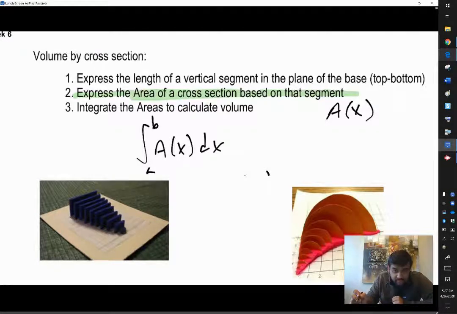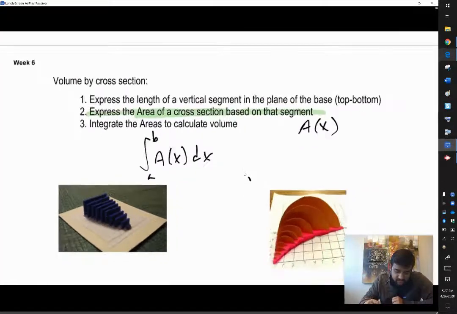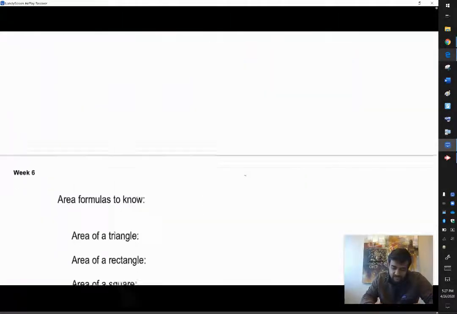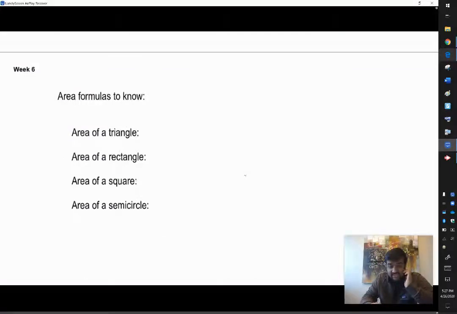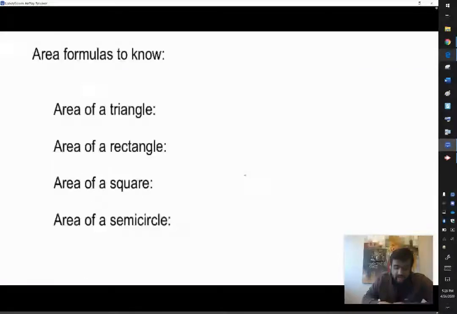As mentioned, we will do concrete examples during our Zoom class. So here is just the background knowledge you'll need for that Zoom class. So come up with the area of a single cross section using top minus bottom and some geometry knowledge, and then integrate the area function you come up with. Some formulas you'll need to know to make the second step possible include the following.